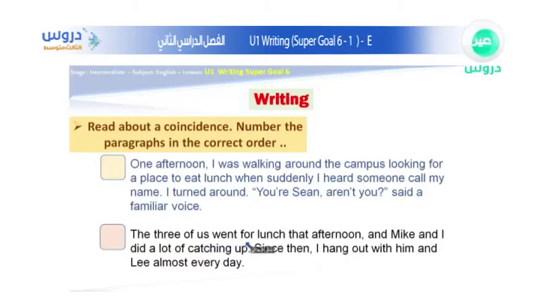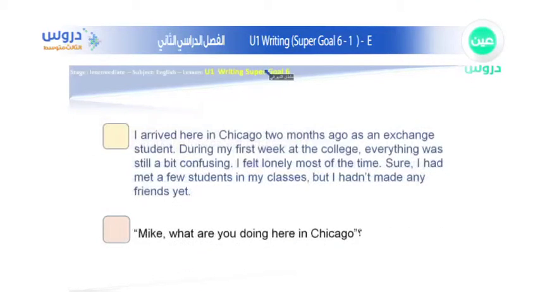The second one. The three of us went for lunch that afternoon, and Mike and I did a lot of catching up. Since then, I hang out with them and Lee almost every day. Let's continue. I arrived here in Chicago 2 months ago as an exchange student. During my first week at the college, everything was still a bit confusing. I felt lonely most of the time. Sure, I had met a few students in my classes, but I hadn't made any friends yet.